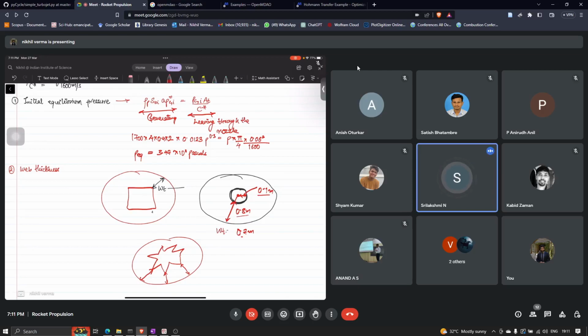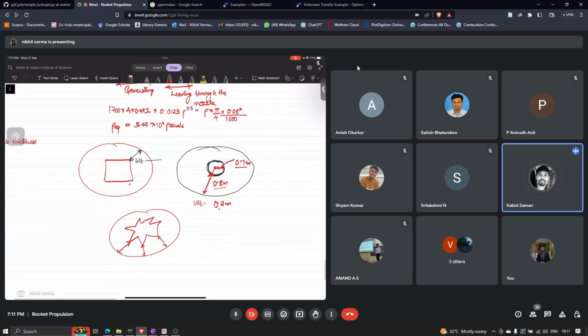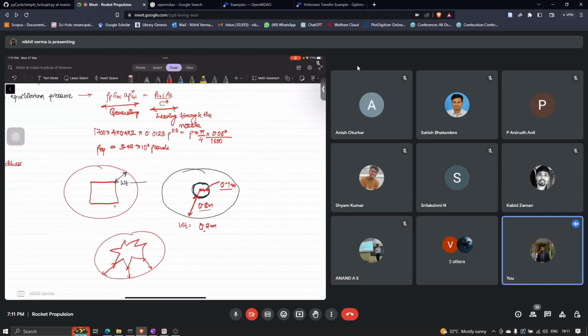But these 0.1 and 0.8 are the diameters, right? So the radius would be half. Yeah, in the question it was given as diameter. Okay, diameter. Then it will be 0.35. But the answer given was 0.7. How is it? I'm not sure about it.